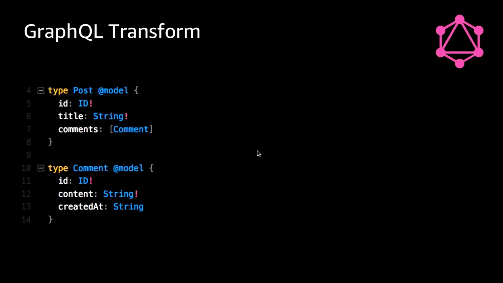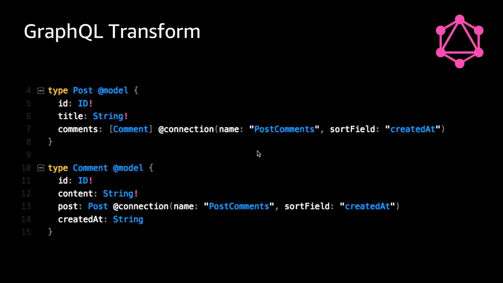The post has comments. And we have a type of comment, but the comment doesn't really know about the post. So how can we make it to where we can create a post and then create a comment from within that post? And we don't want to actually have to write all this code. All you need to do is add the @connection directive. And then here you can give the name of the connection. And then if you'd like to have a sort field, you could specify that as well. So here we're adding post comments as the connection. And we're adding post as the type under comment.